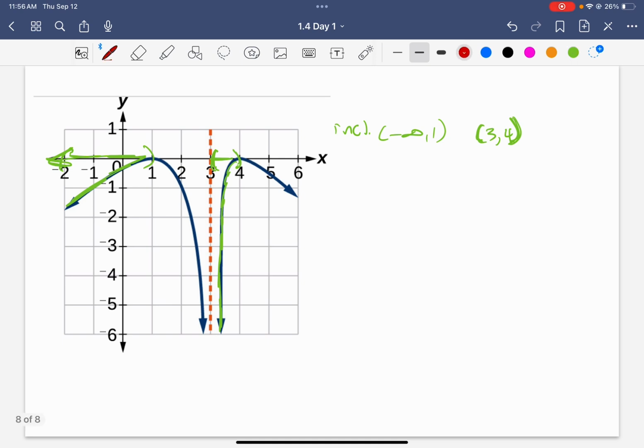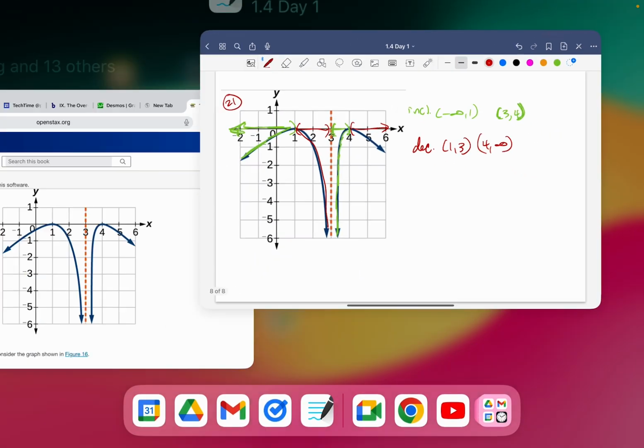And then if we're talking about decreasing, this thing is decreasing here. So that's from 1 all the way up to 3. And then from 4 to infinity. All right, that was 21. Let's now look at 22. So 22.